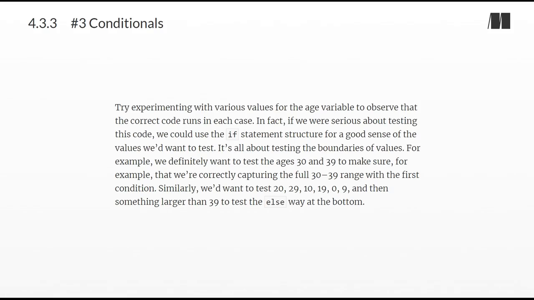In fact, if we were serious about testing this code, we could use the if statement structure for a good sense of the values we'd want to test. It's all about testing the boundaries of values. For example, we definitely want to test the ages 30 and 39 to make sure, for example, that we're correctly capturing the full 30 to 39 range with the first condition. Similarly, we'd want to test 20, 29, 10, 19, 0, 9, and then something larger than 39 to test the else way at the bottom.